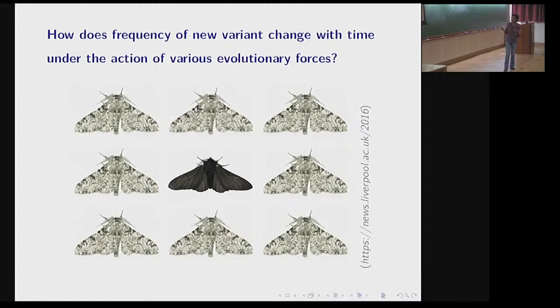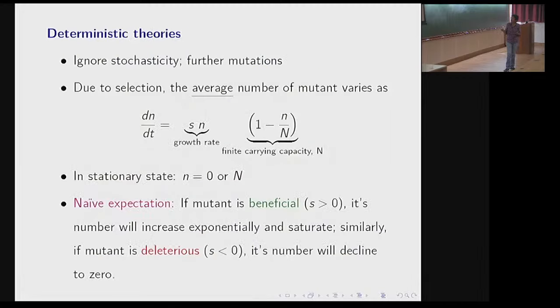Okay, so the question I'm asking is that suppose we have this population and a variant appears. How does the frequency of this new variant change under the action of these various evolutionary forces? For simplicity, to start working, let us ignore stochasticity. It's usually a very difficult thing. I find it very difficult to handle stochastic things. I'm also going to assume that there are no further mutations. This mutant has come, and I'm going to work on those time scales where no new mutations arise. It's not that the theory is not complete. Of course, we can include mutations, but today I will not discuss that.